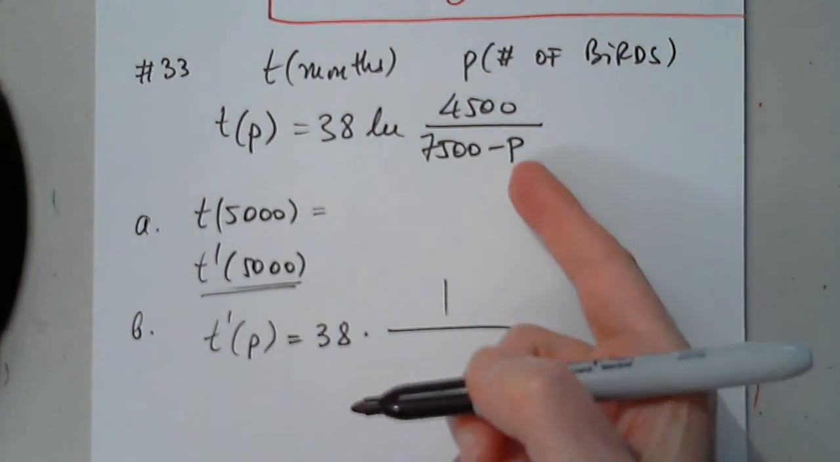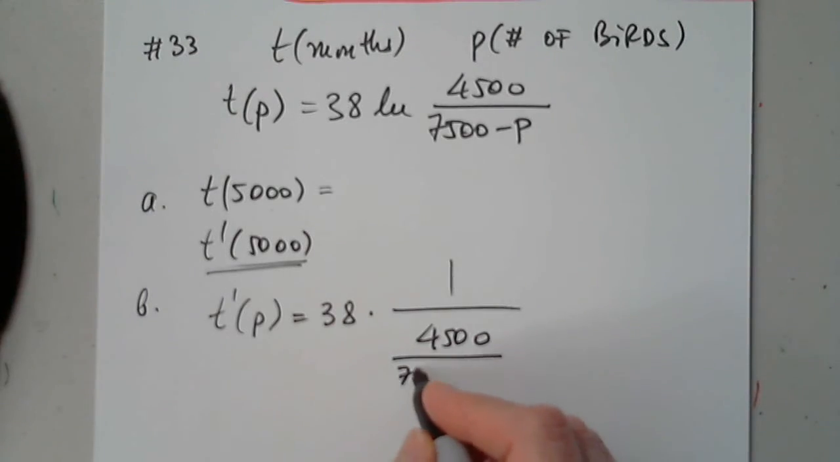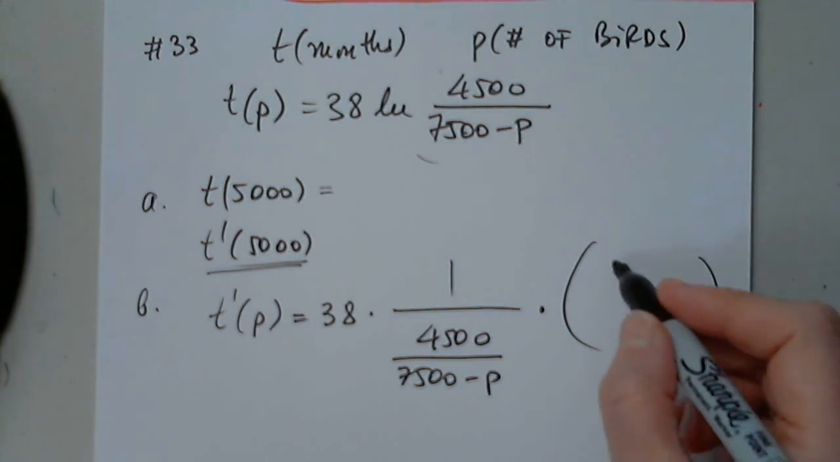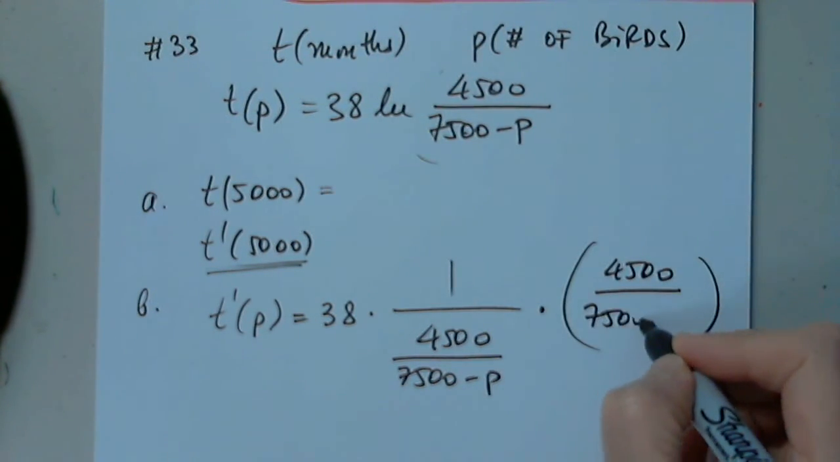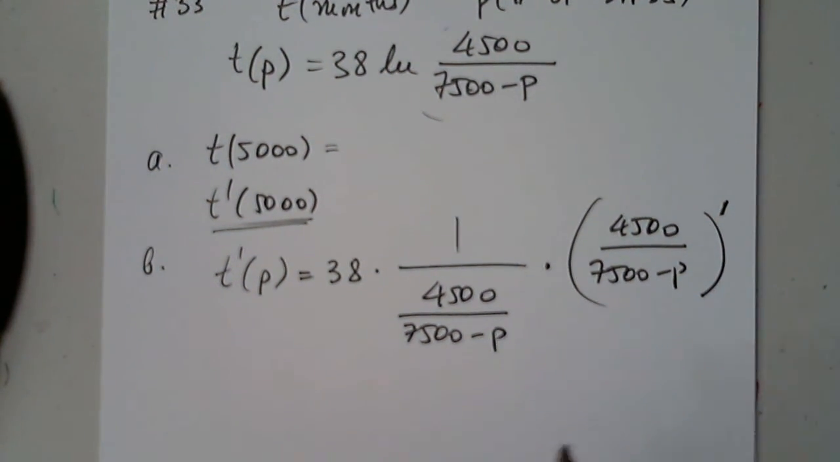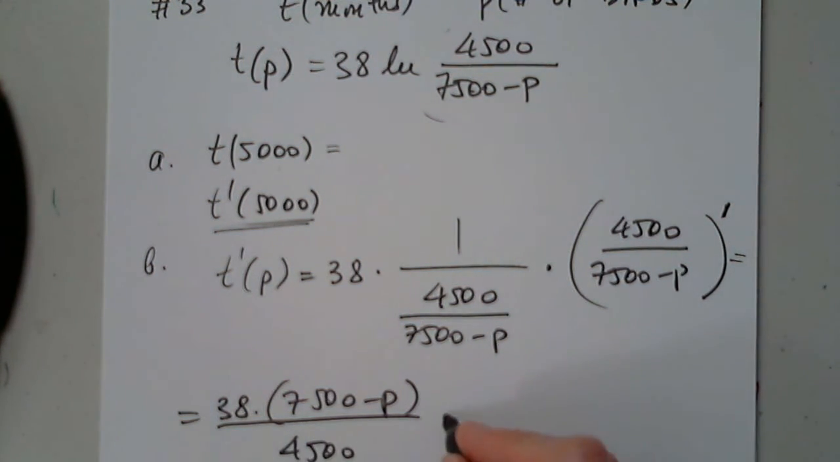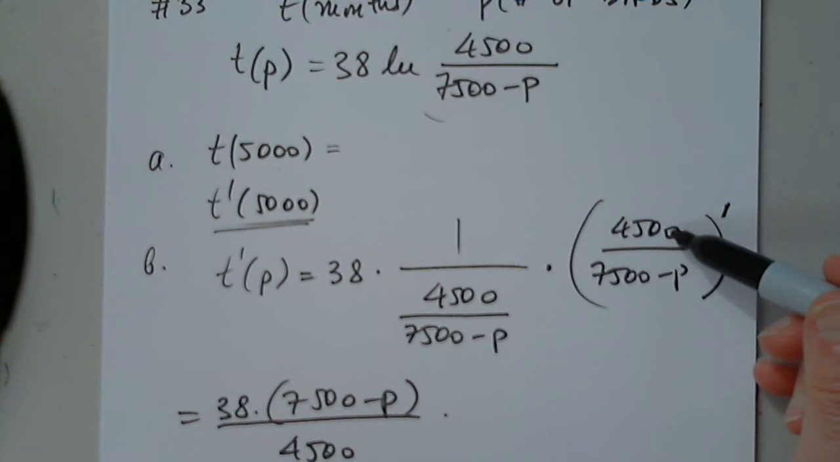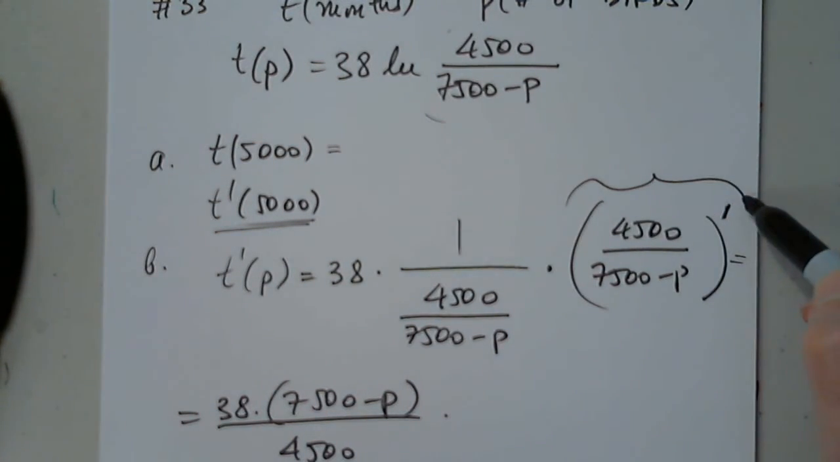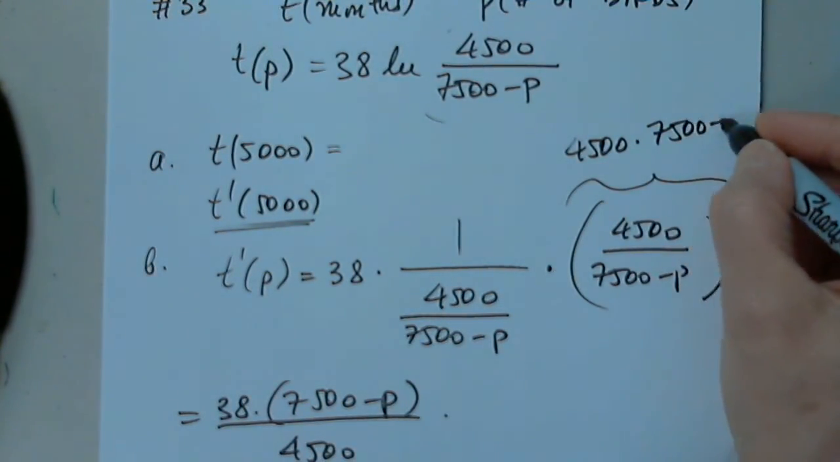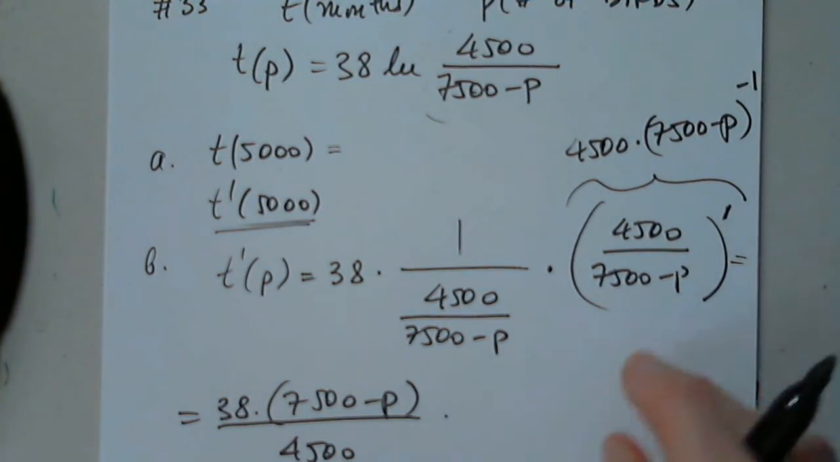So it's 1 over this times this prime. I'm going to write it like this for a moment. This is flipped, because that's how I divide by a fraction. And now, careful, because the numerator is a constant. It is best to change this into 4,500 times 7,500 minus p to the -1.